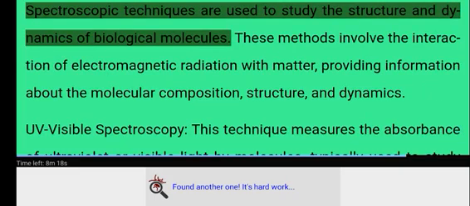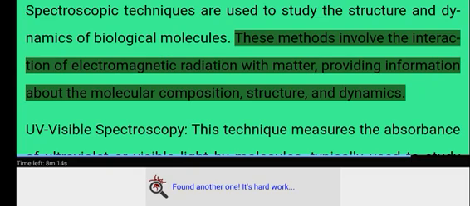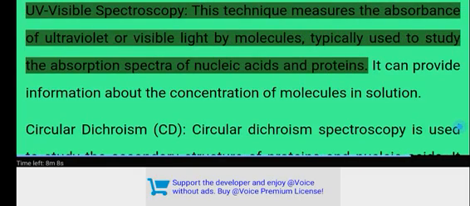3. Spectroscopic techniques. Spectroscopic techniques are used to study the structure and dynamics of biological molecules. These methods involve the interaction of electromagnetic radiation with matter, providing information about the molecular composition, structure, and dynamics.